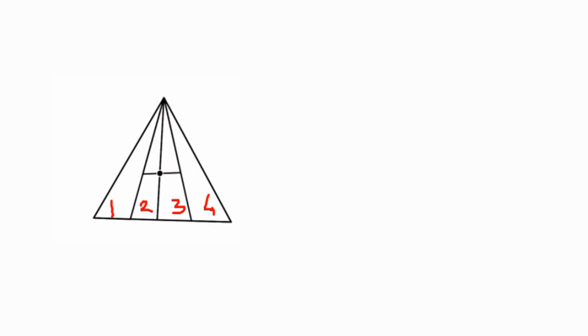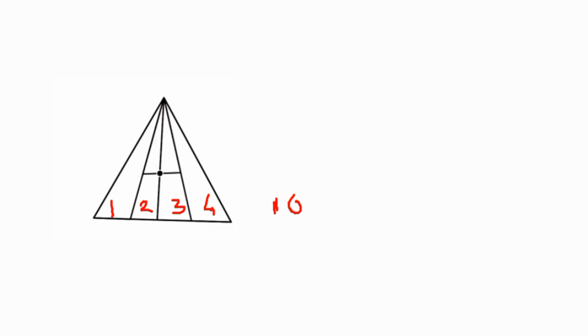Consider the large triangle without division. How many bases are there? 1, 2, 3, 4. There are 4 bases. So how many triangles are formed there? 1 plus 2 plus 3 plus 4. That is 1 plus 2, 3, 3 plus 3, 6, 6 plus 4, 10. So in total 10 triangles are there.